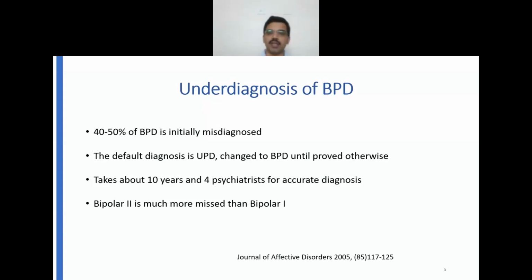A very interesting comment had come in one of the papers in the Journal of Affective Disorders, that it takes about 10 years and more than 4 psychiatrists to confirm an accurate diagnosis of bipolar depression. And if you compare bipolar 1 and bipolar 2, bipolar 2 is much more missed than bipolar 1. Now, in the next slide, let us try to see what can be the reasons for the same. Why this underdiagnosis of bipolar depression?